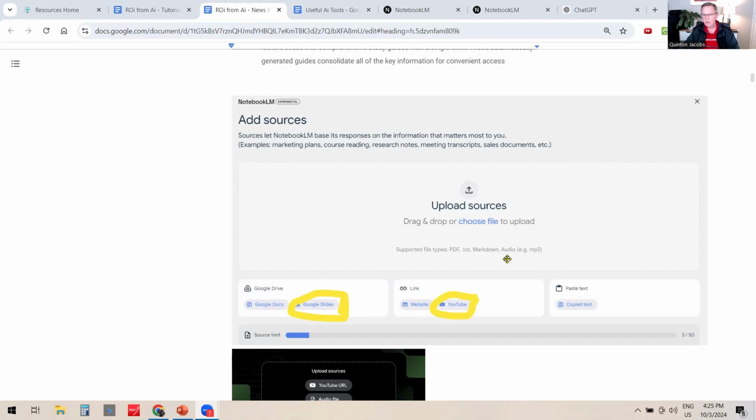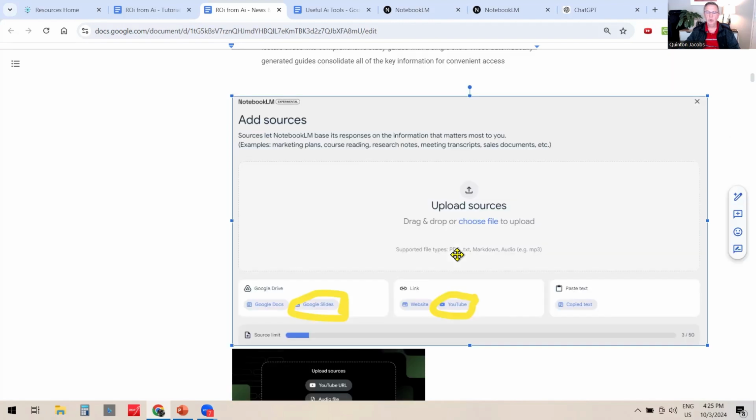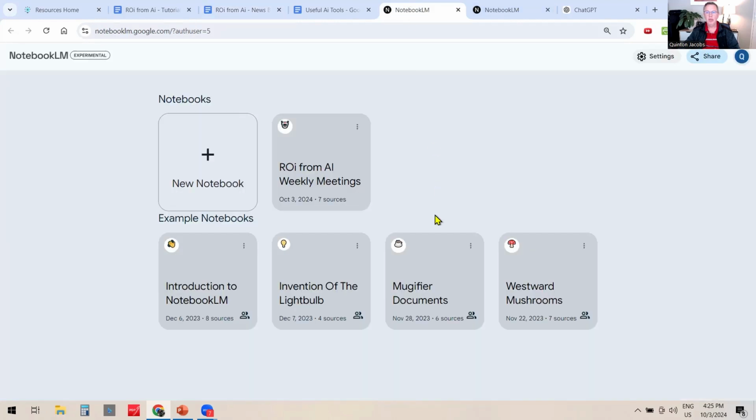And then just another one over here, audio files as well. So you can literally upload MP3 files and those sorts of things into Notebook LM. So you'll see something like that. What that means is there are just so many more use cases that you can find for Notebook LM.